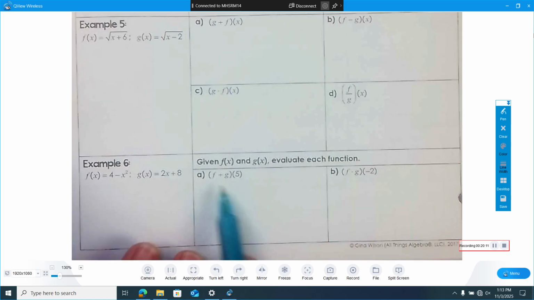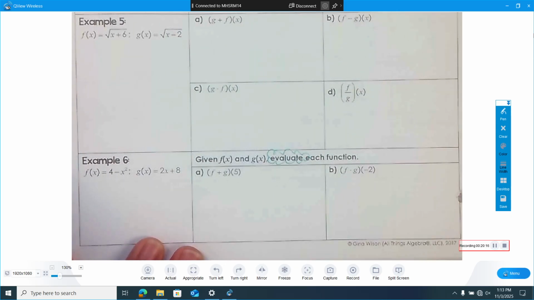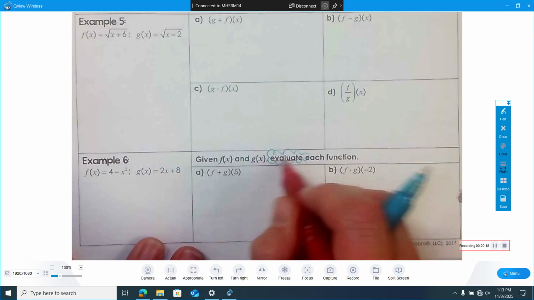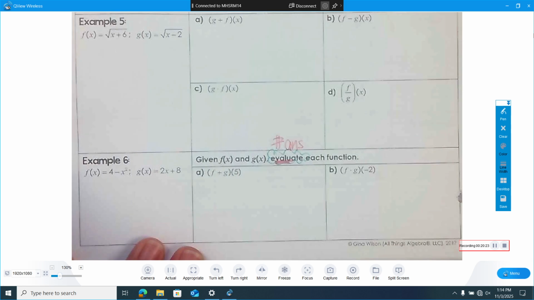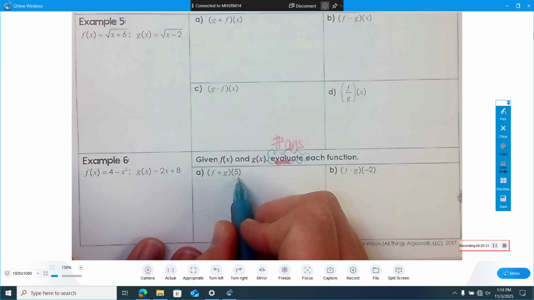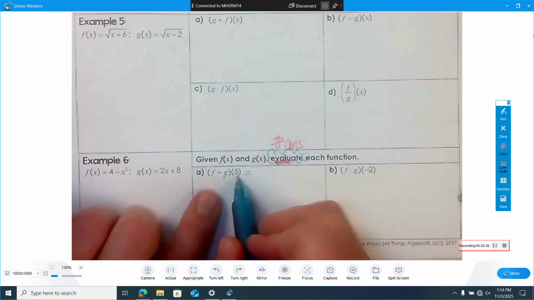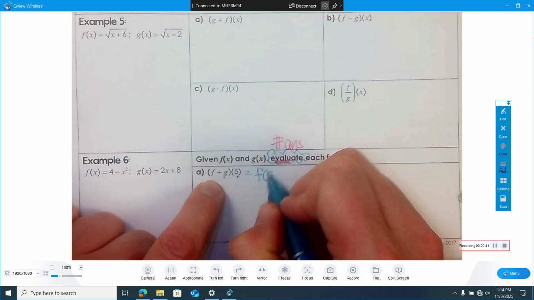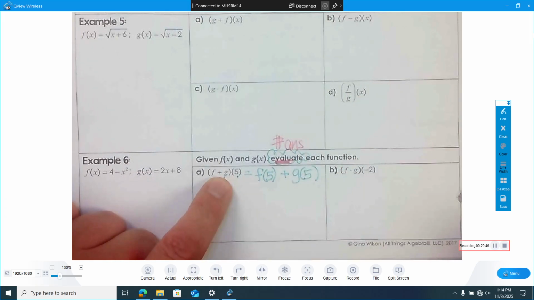So here, given f of x and g of x, we want to evaluate each function. When you read that word evaluate, the root of it is value, which means that we want a number answer, all right? It shouldn't have anything with x's in it. It should just be numbers. And so what we want to understand here is the notation this is actually talking about. This is f plus g evaluated at 5. So this is really saying what's f evaluated at 5 added to the g function evaluated at 5.